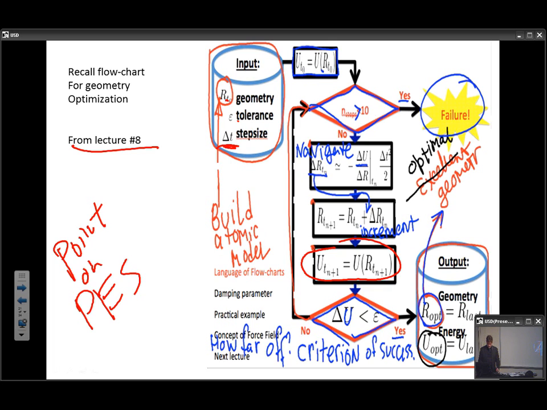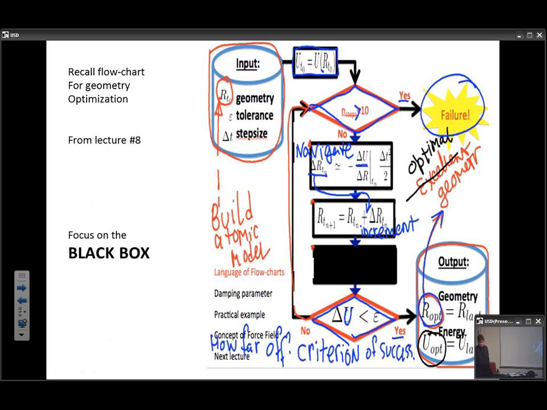But in this algorithm, we did have a black box. So we didn't know what is here. But now we have a powerful tool to put something inside this black box.